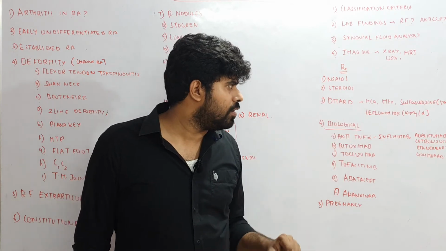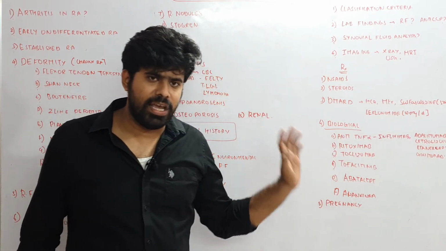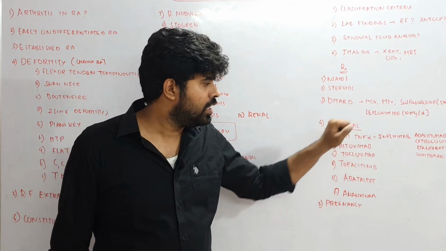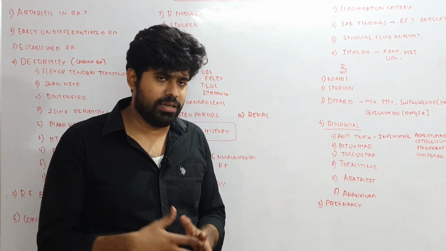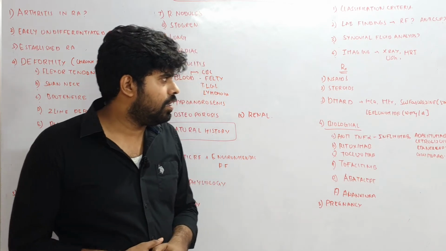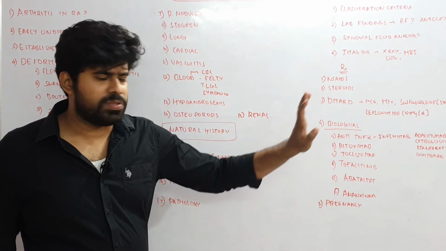Then leflunomide is also another DMARD, given at a dose of 10 mg per day. It is a dihydroorotate dehydrogenase inhibitor. This can also be used as a second-line DMARD along with methotrexate. In pregnancy especially, we cannot use methotrexate.